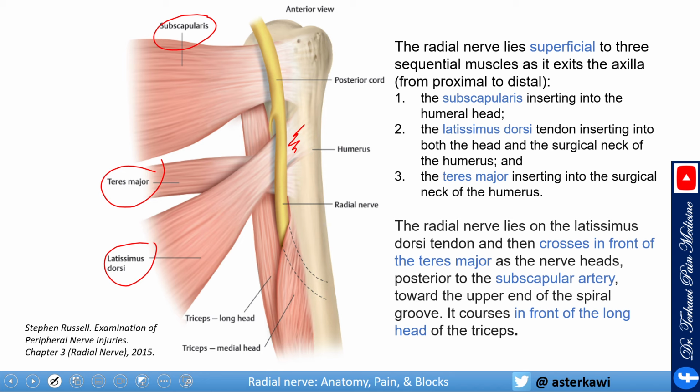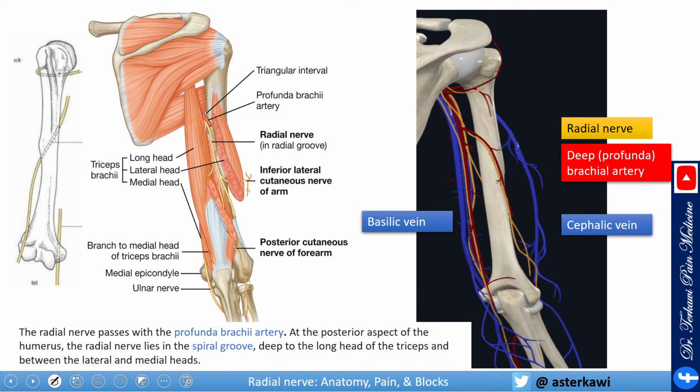It courses in the front of the long head of the biceps. This is the long head of the biceps, so you see the nerve in front of that and behind the medial head. The radial nerve passes with the profunda brachii artery, an extremely important landmark. Some references call it the deep brachial artery.